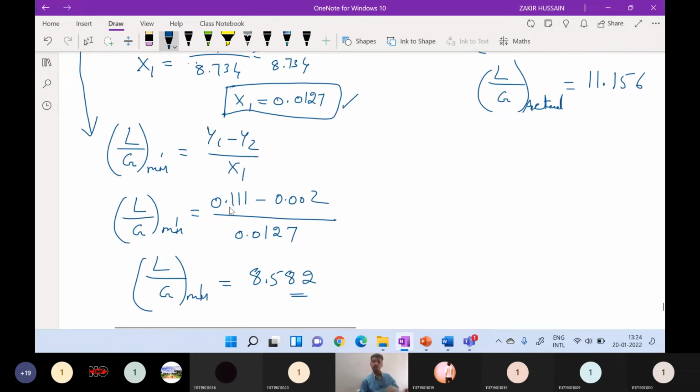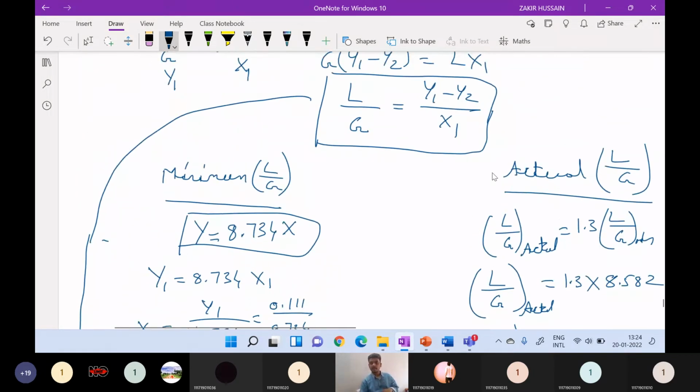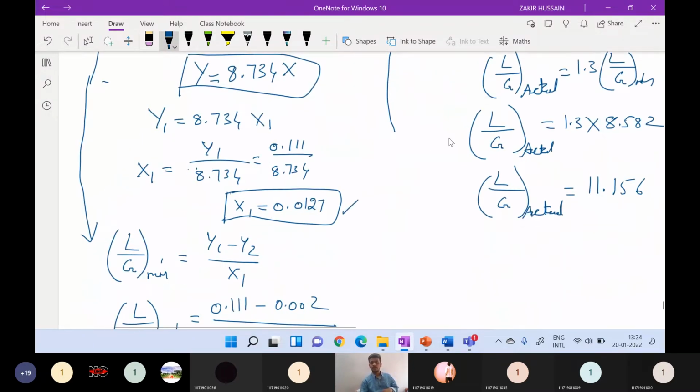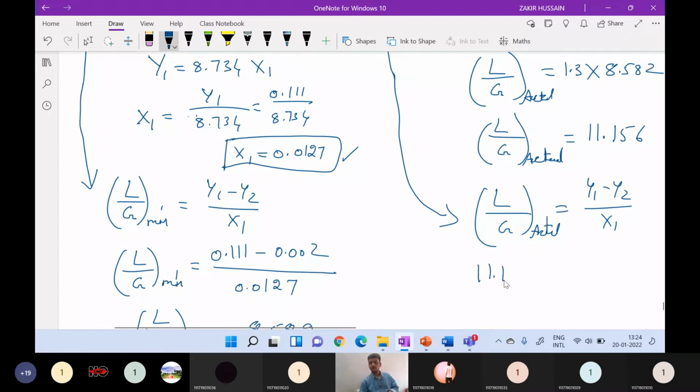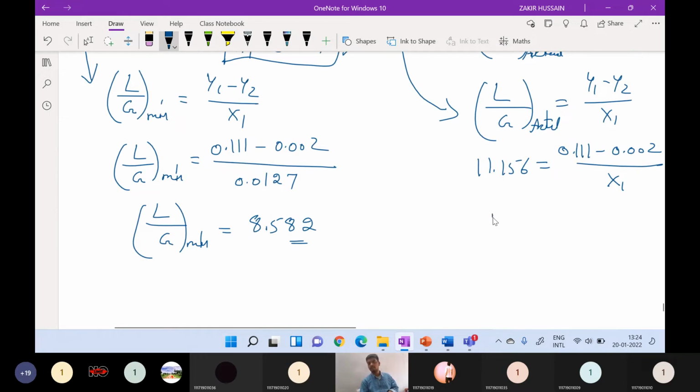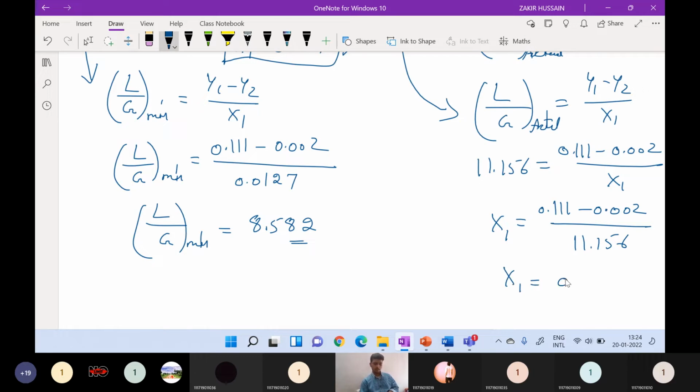Now we already have L by G actual and L by G minimum. From L by G minimum we have calculated L by G actual. So let us use the same formula once again and determine the true x1 value at actual condition. L by G actual is equal to (y1 minus y2) by x1. So 11.156 equals 0.111 minus 0.002 divided by x1. So x1 we got is nearly 0.0098. We got this yesterday.